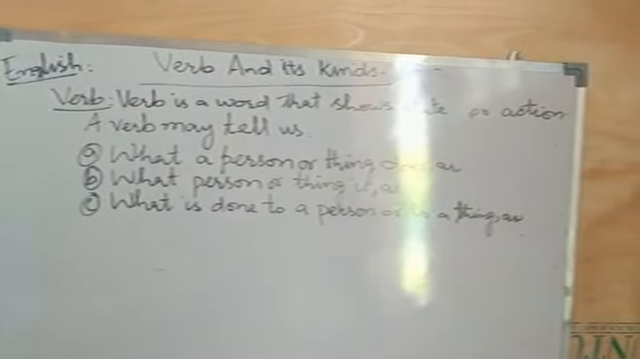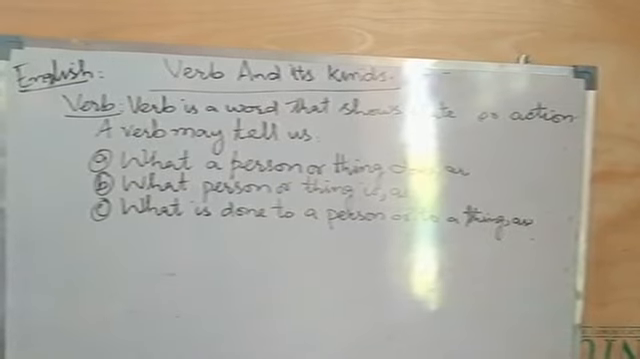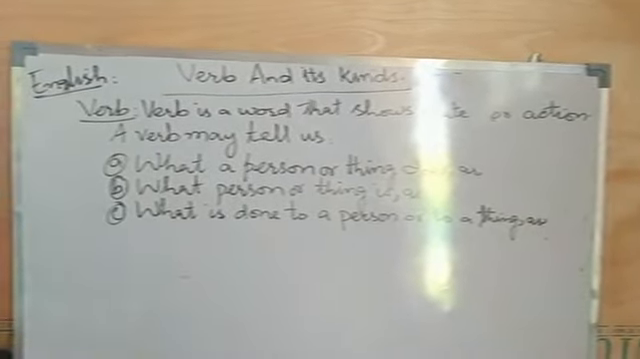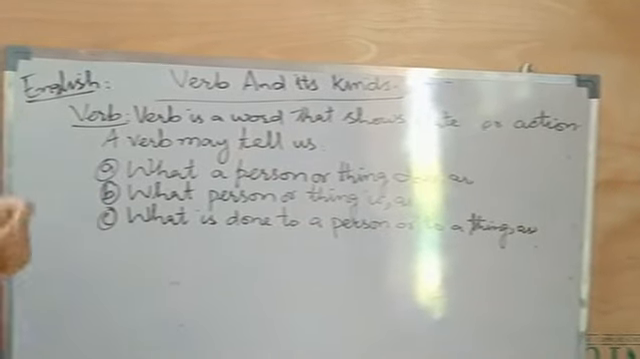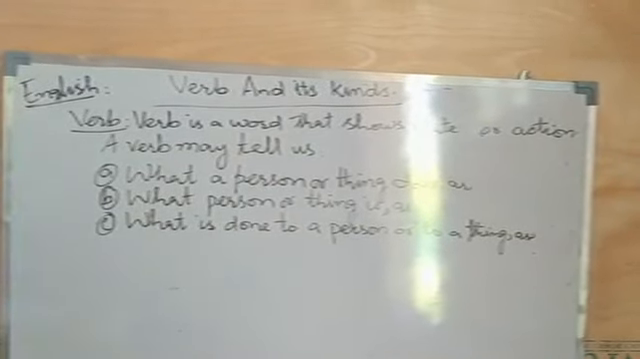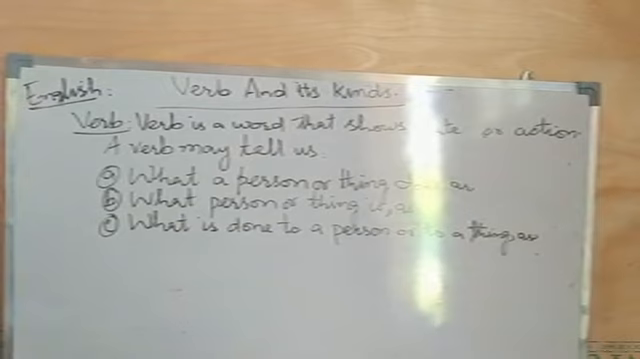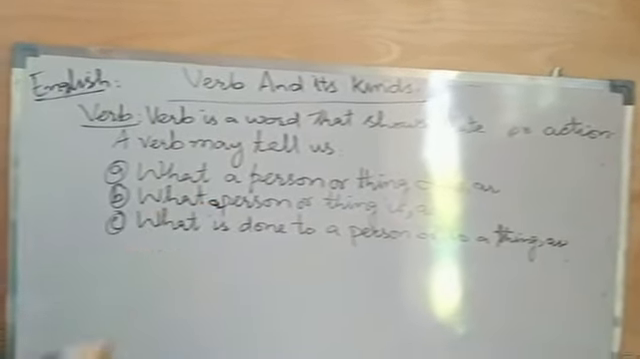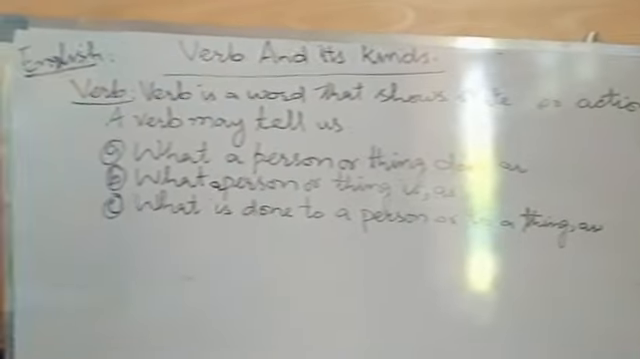Verb is an action word, or we can say verb is a word that shows state or action. A verb may tell us what a person or thing does, or what a person or thing is, or what is done to a person or to a thing.